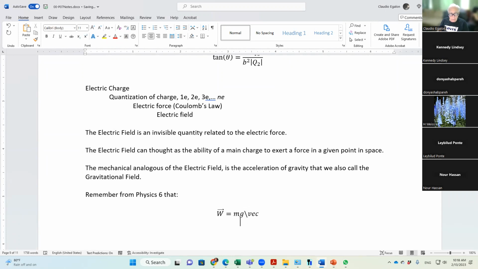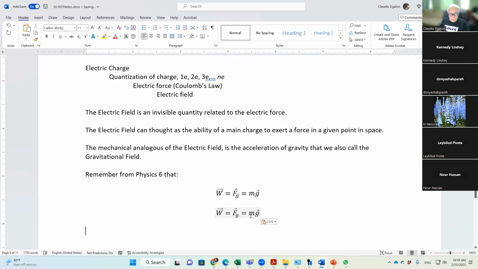mg is a vector. I'm going to emphasize that the weight is a force, but I'm going to even emphasize that it is the gravitational force. I'm putting a g there, subscript. From this equation, you see that the acceleration of gravity is equal to what? To the gravitational force divided by the mass of an object. Okay?